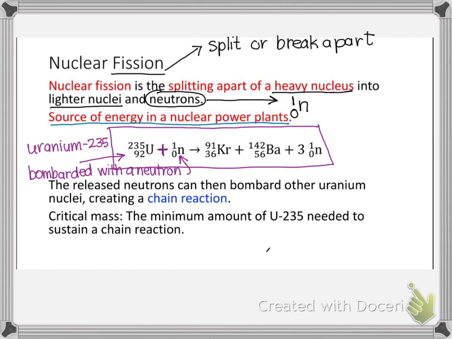Then we have the arrow, and remember, fission splits apart a heavy nucleus, uranium-235 in this example, making smaller nuclei. So we have smaller nuclei on the product side: krypton-91 and barium-142, plus 3, so there's a coefficient, and it means 3 neutrons.